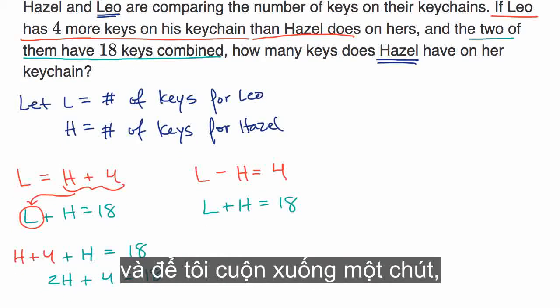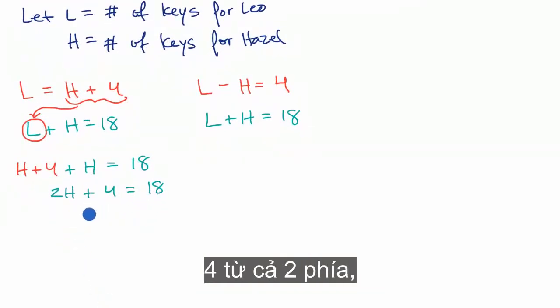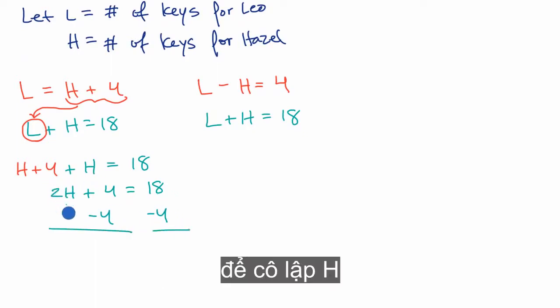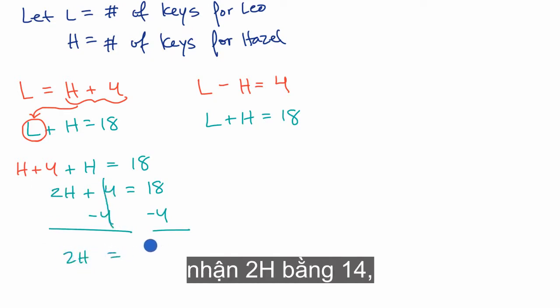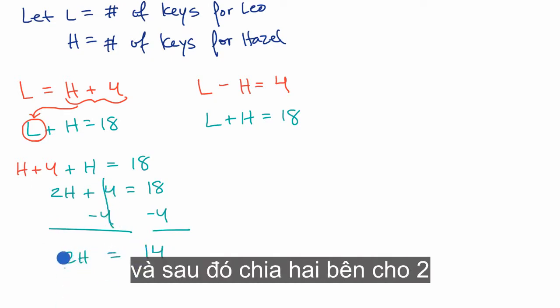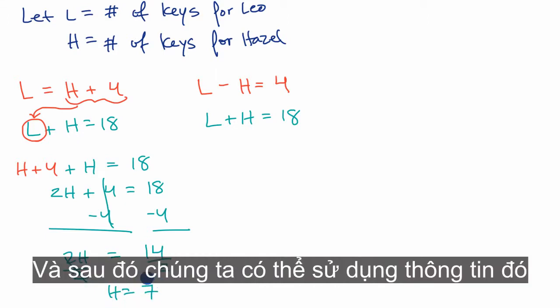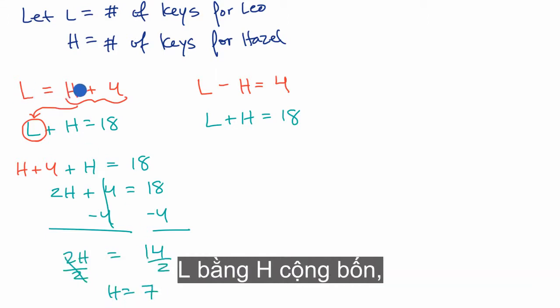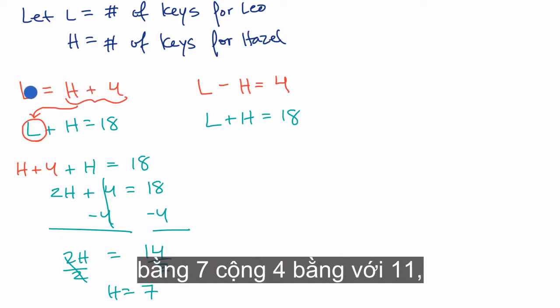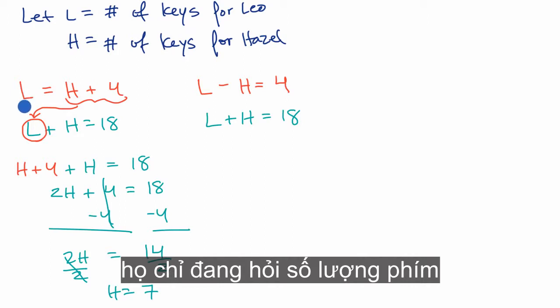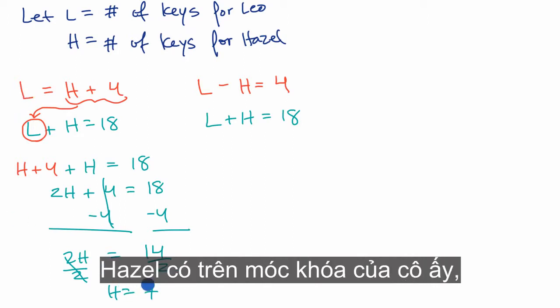And let me scroll down a little bit. And then if I subtract 4 from both sides, and remember, I'm doing that to isolate the H's on one side of the equation, well, then I'm going to get 2H is equal to 14. And then dividing both sides by 2 gives me H is equal to 7. And we could then use that information to say, okay, L is equal to H plus 4, so it's 7 plus 4, which is equal to 11. But they're not even asking us for the number of keys Leo has. They're just asking us for the number of keys Hazel has on her keychain. And we just figured that out.